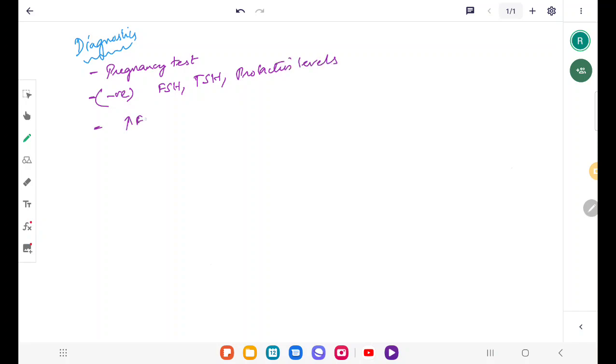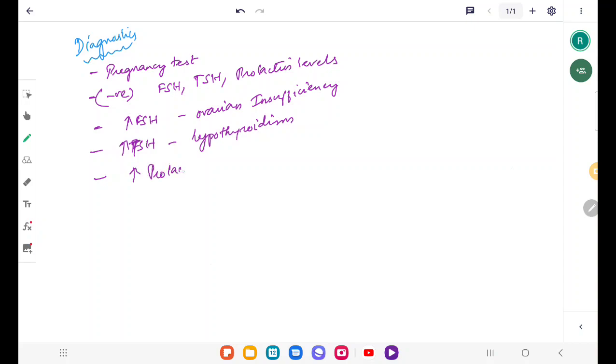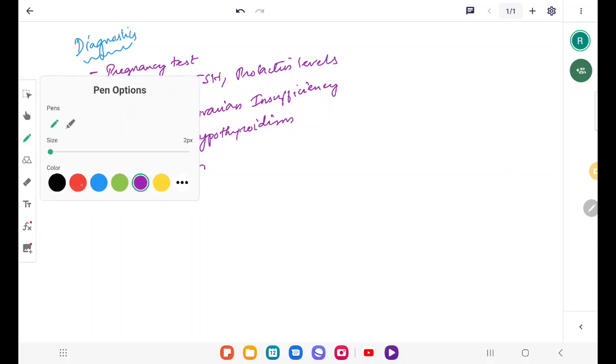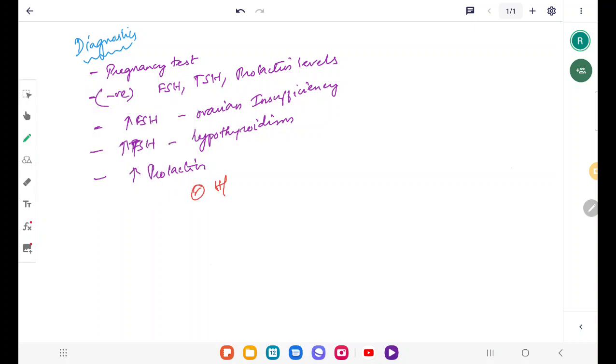If there is increased secretion of follicle stimulating hormone, we shall suspect ovarian insufficiency, and if there is increase of TSH, we could suspect hypothyroidism, and if there is increased prolactin values in lab test, we got to evaluate history of medications taken by the patients, such as antipsychotics and many other medications as we discussed in etiology, and you suggest brain MRI to rule out pituitary adenoma.